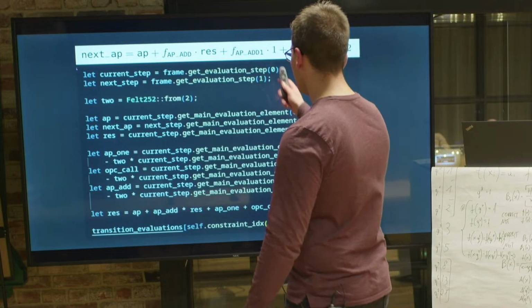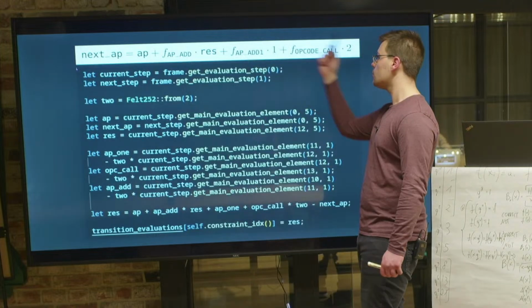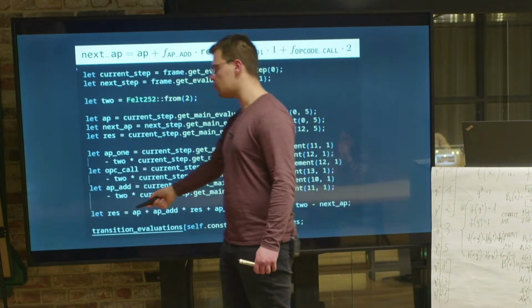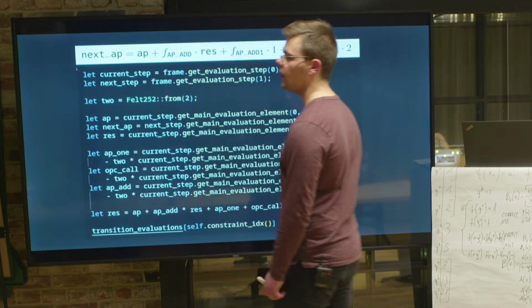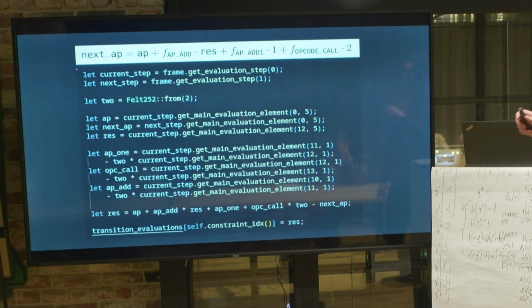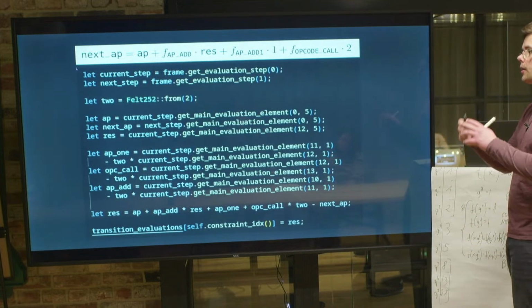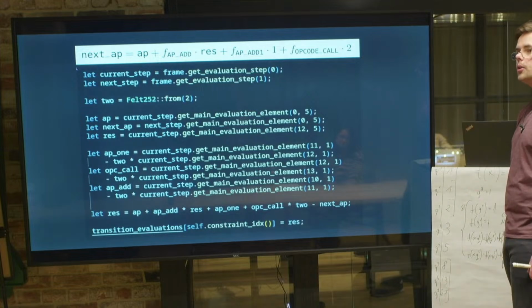Exactly. So this polynomial is written here, and the minus next AP is moved to the right side. So this res should be 0 when all of this stuff is met. Yeah, so that's it, and it's evaluated on the whole domain, and later the composition polynomial is generated, and it's checked if it's really low degree.